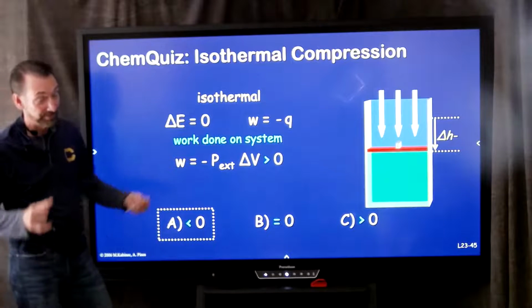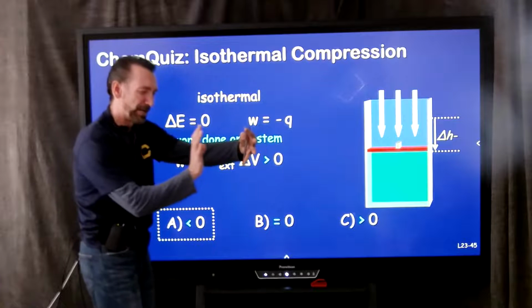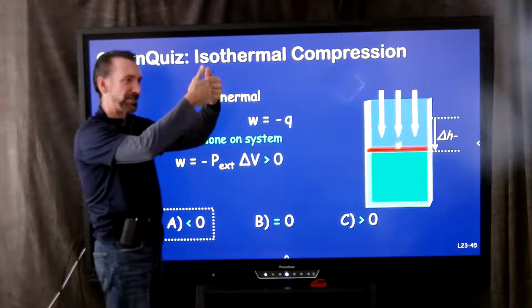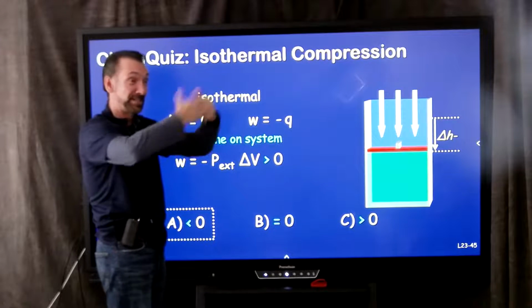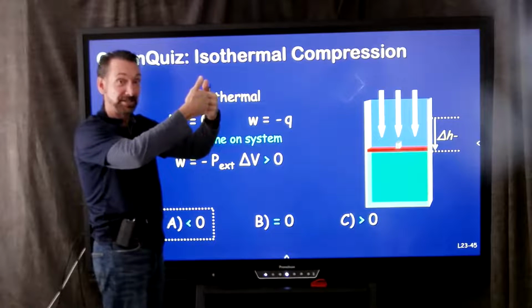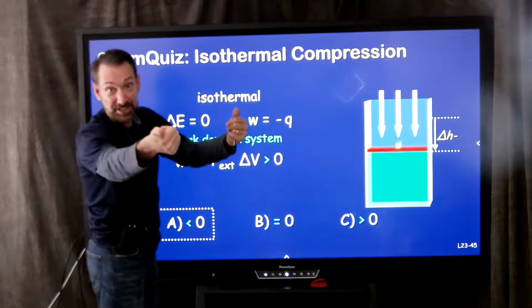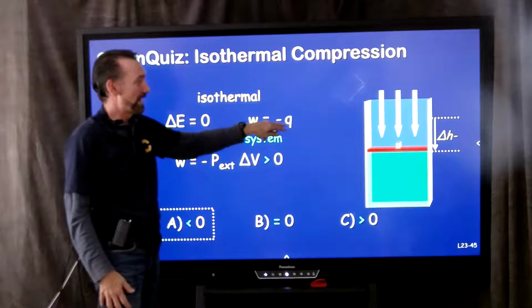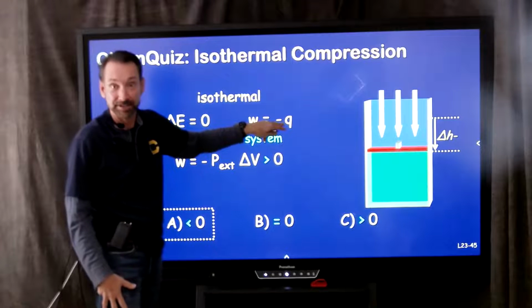What does that mean? I did work, so doing positive work, that's going to raise the energy. But it's isothermal. If I raise the energy, the temperature would have to go up. So what do I have to do to keep the temperature constant? Take that energy that came in as work and bleed it out as heat. That's what this says. Any work you do has to be compensated. Work done on the system has to be compensated by heat leaving the system.